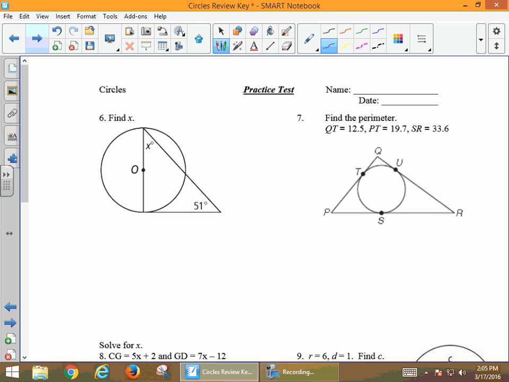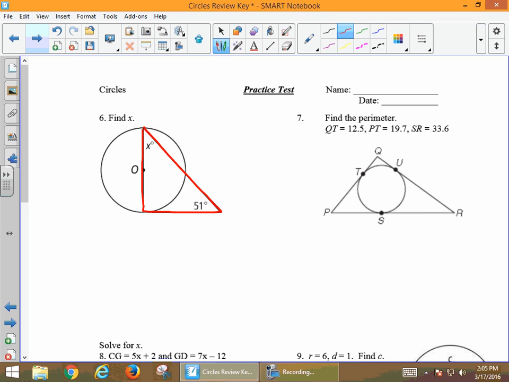Moving on to page 2, questions 6, 7, 8, and 9. Question 6 says find x. So we're going to find x here. I want to look first at this big triangle. I have this nice, beautiful triangle here. Let me outline it in red.